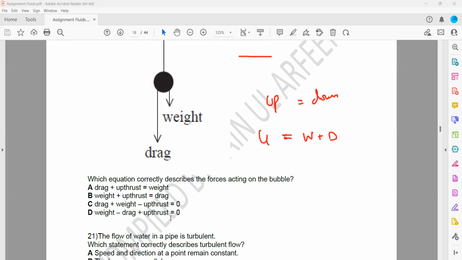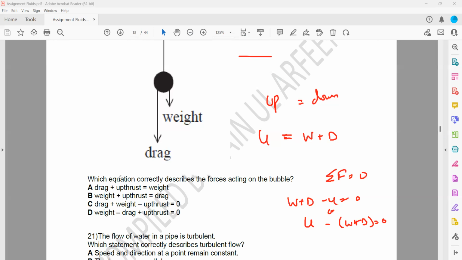It can be the other way around, for example, and as a result the resultant should be zero. Whenever an object is moving with a constant speed, there is no resultant force. Upward force equals downward force. So either weight plus drag minus upthrust equals zero, or upthrust minus weight plus drag is also equal to zero. Either the two forces you mention are equal or their result is zero.